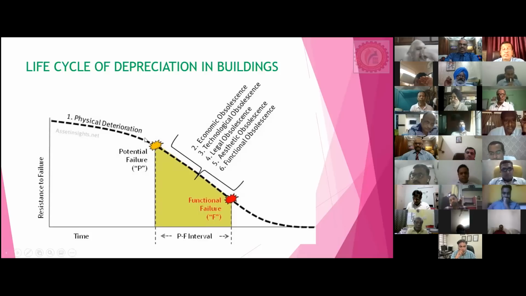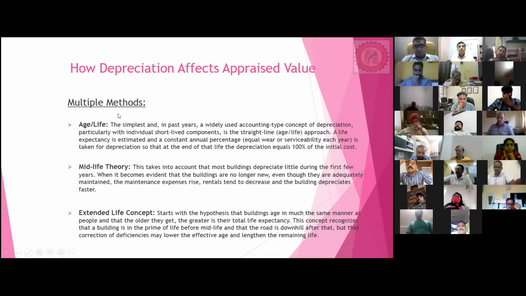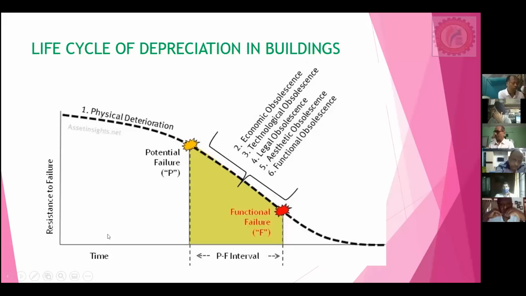So that is why, you may believe it or not, the banks will not finance buildings with an age of more than 20 years, or some banks 25 years. Why? They know very well this theory. There are 3 theories: one is the age life theory, another is the midlife theory, and another is the extended life concept. I'll come to this point afterwards. So this is the midlife theory.